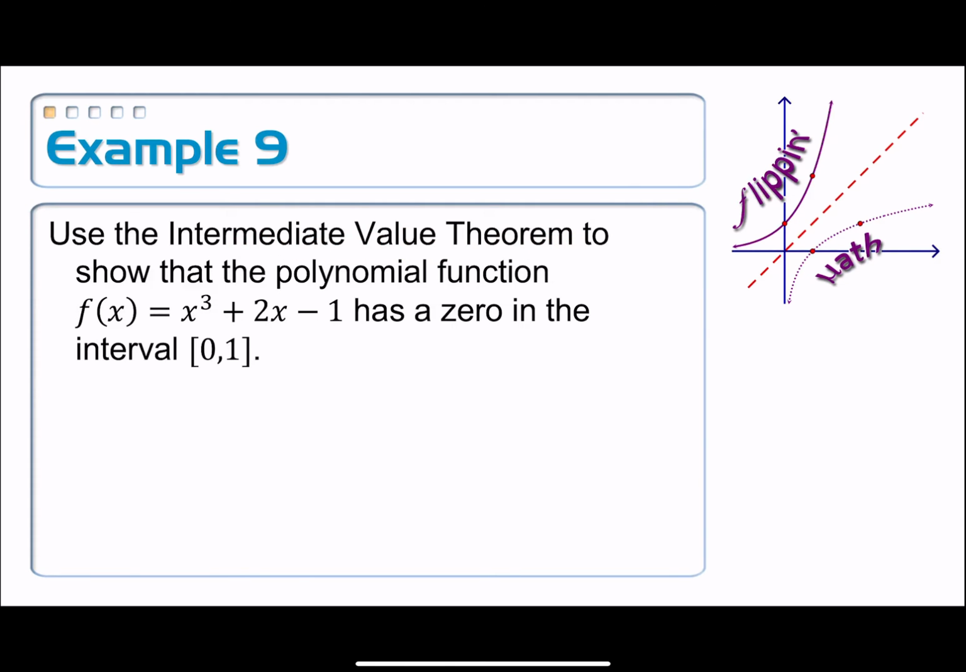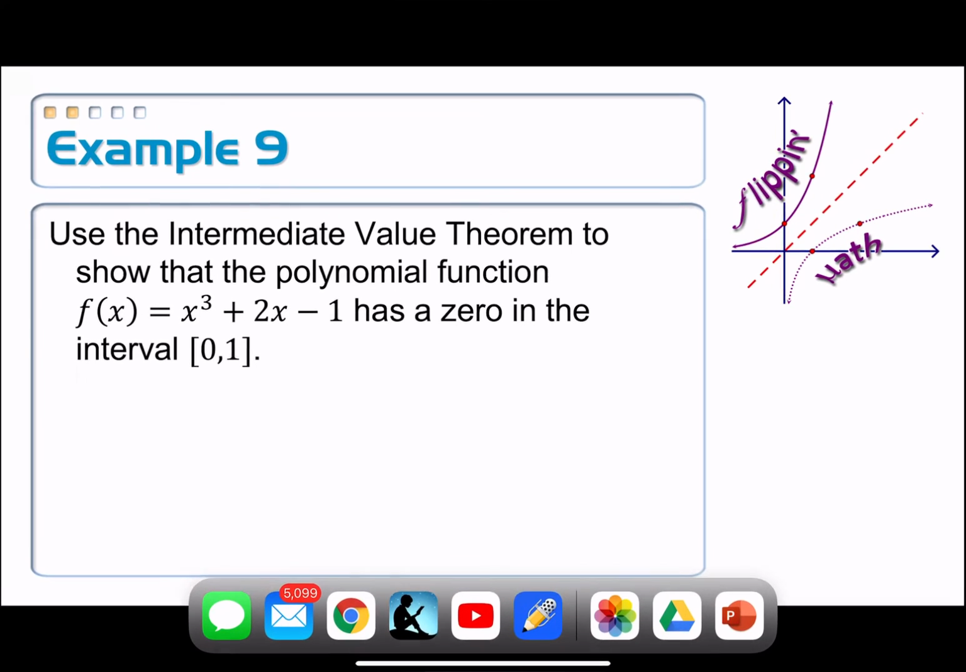But if I'm going to use a theorem, I need to make sure that it satisfies the conditions. Even though it says, hey, use it, well, I can only use it if I'm allowed to use it. Well, can I use it on a polynomial function? Yeah, I can. And the reason why is that every single polynomial function is continuous everywhere. So that is the first thing that I am going to make sure that I point out.